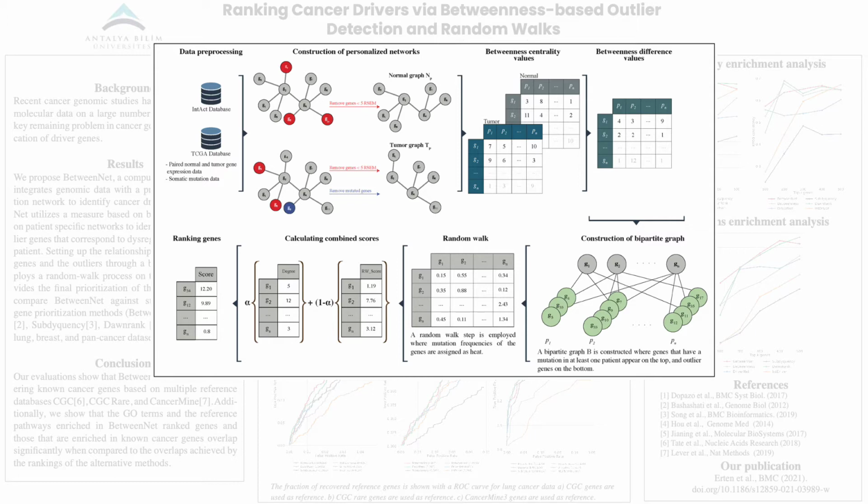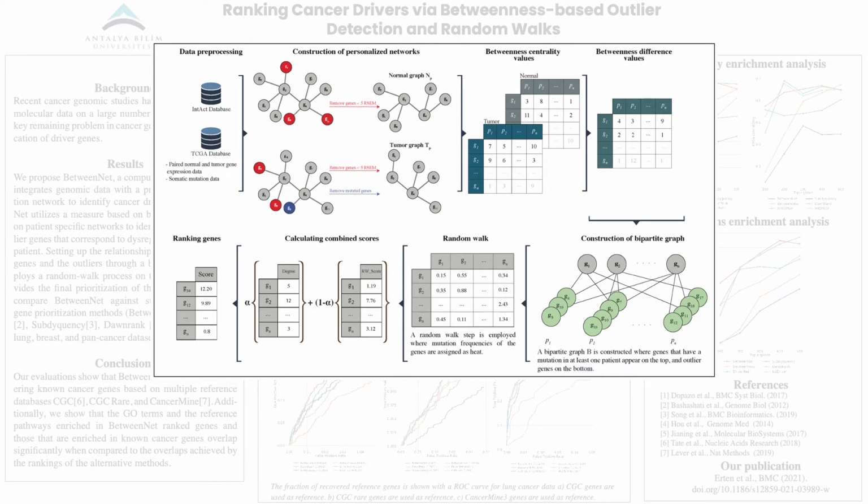For each sample, we have two graphs, a normal and a tumor graph, that consist of the PPI network at the beginning. For the normal graph, we remove non-expressed genes. For the tumor graph, we also remove non-expressed genes and mutated genes as well. In the construction of the personalized network part of the figure, on the right, we have the resultant graph after the removal of genes for patient P. Then we run betweenness calculations on both normal and tumor networks.